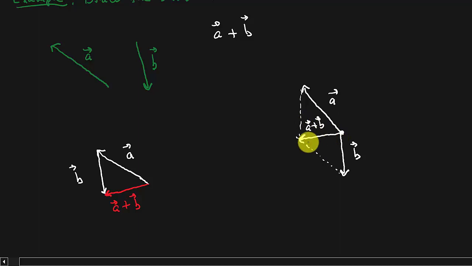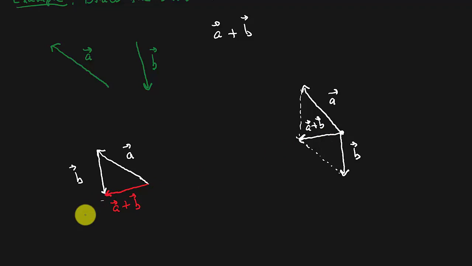It may look off just a little bit, but that's what you get when you draw it by hand with no scale or anything. But that's how you represent addition of vectors.